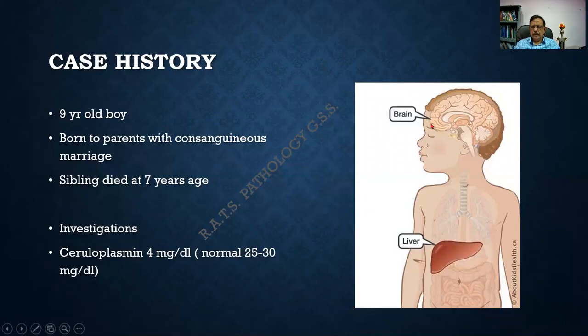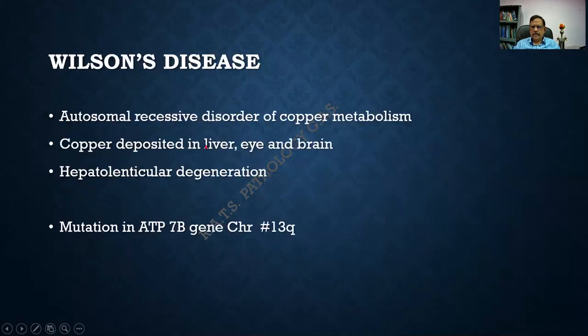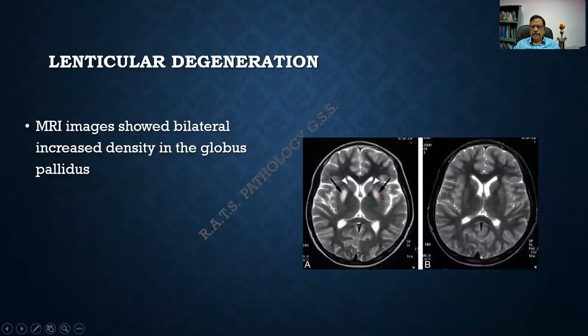The patient was found to have affection of the brain and the liver. Any idea about the diagnosis? And when a scan was performed, there was a lenticular degeneration. Lenticular degeneration was there, and there were deposits of iron. The arrows show that. The MRI showed bilateral increased density in the globus pallidus. Come on, diagnosis. Lenticular, the word is already given.